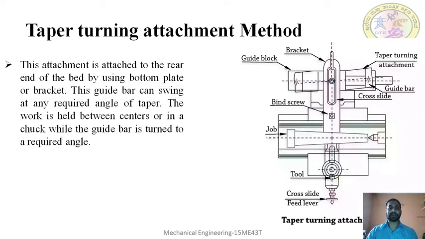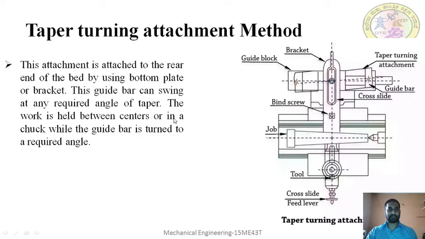So next is the taper turning attachment method. In the taper turning attachment, some special attachment is used. So the work is placed as usual between the live center and dead center. One guide block is used, which has a bracket. This guide block has a guide bar which can be swiveled to a required angle like this. Now this bracket is fitted to the carriage. This guide bar can swing to any required angle.